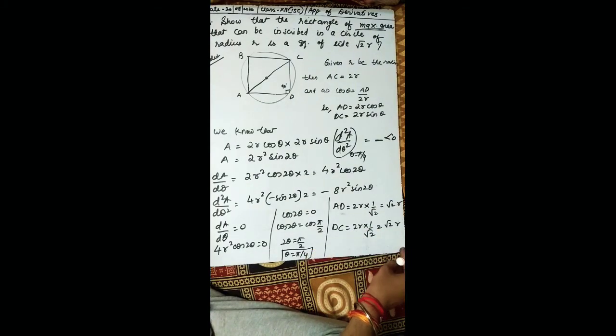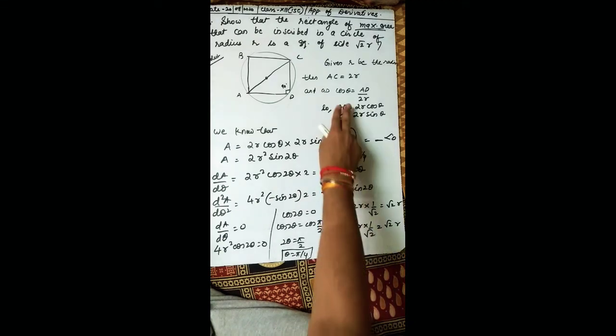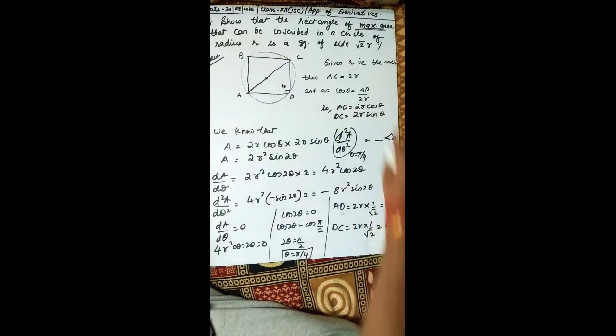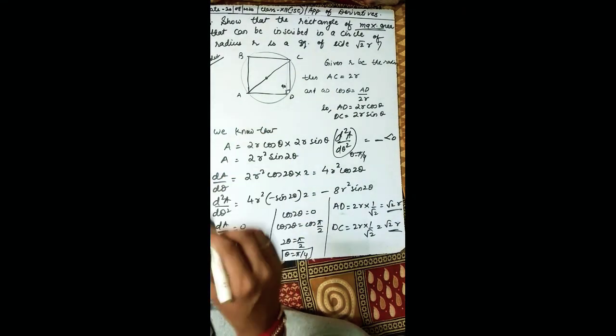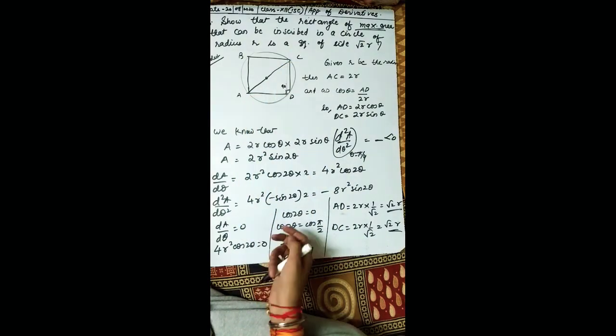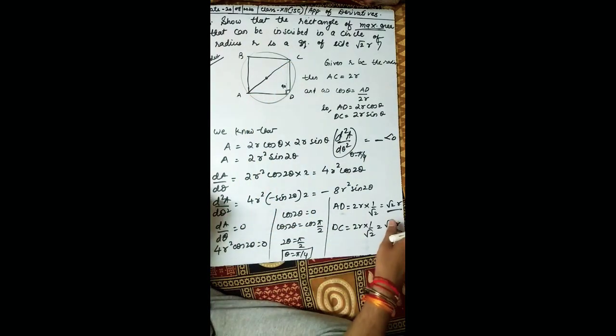Now what you do, just find AD. AD will be 2r cos pi by 4, which is 1 upon under root 2. On solving you'll get under root 2r. DC is also under root 2r. As AD is equal to DC, it means it is a square because your length is equal to breadth. So hence proved like this.